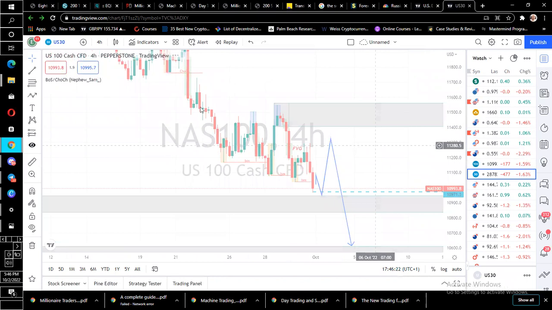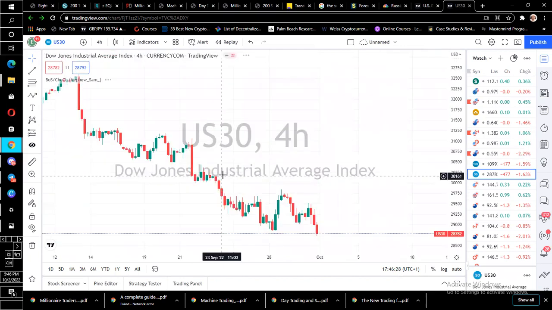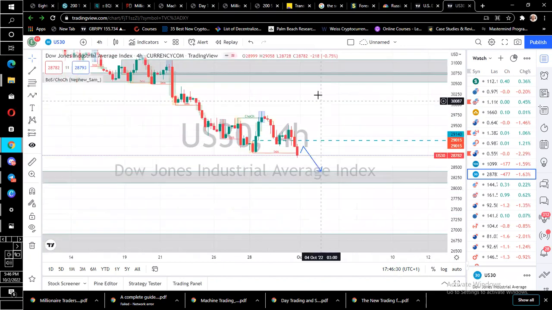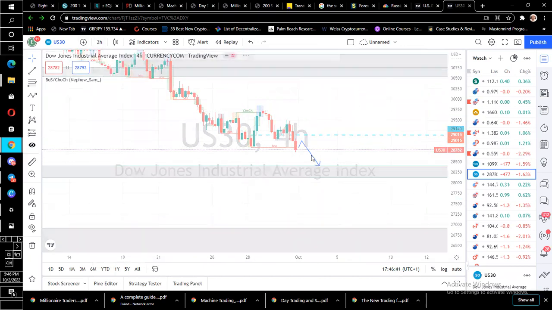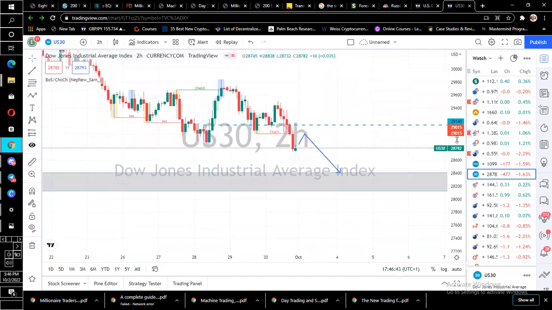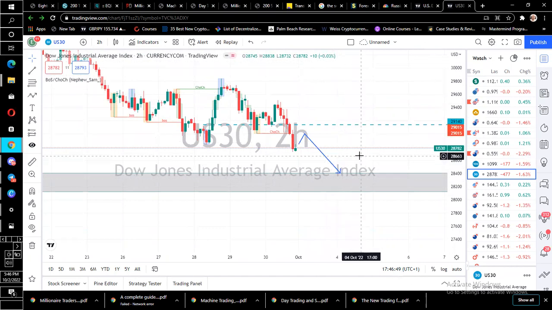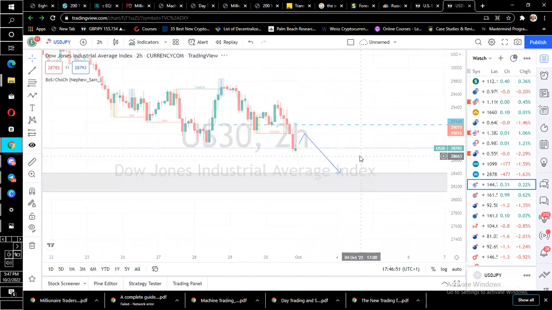Then another one is US30. In US30, I will be expecting the market to still go to the downside, but I will expect them to pull back. If you go to the 1 hour time frame, there is a 2 hour time frame, you see that there's a fair value gap there. Once they trade into this fair value gap, I will expect to see them flush down to this level before any push to the upside.